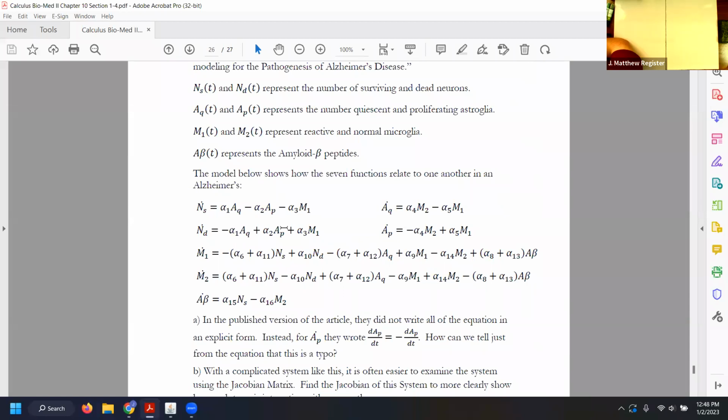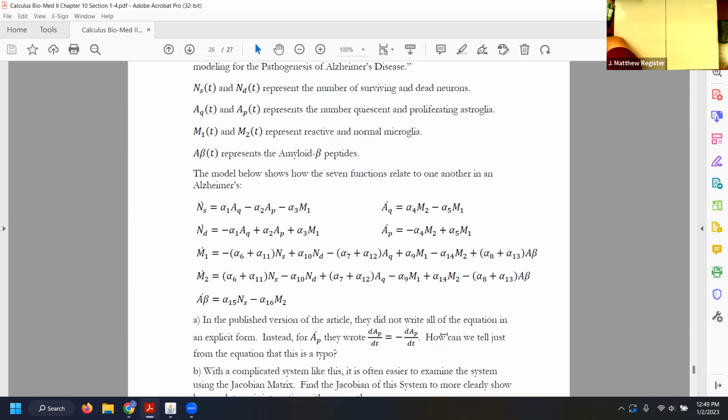One thing that I found interesting about this was that there was a typo in the article, and it was something that you could notice just by looking at the equations. That's important because you want to be able to look at the equations and recognize if there might be something wrong. For A dot P, they wrote dAP/dt is equal to negative dAP/dt. The question is, how can you tell just from the equation that this is a typo?